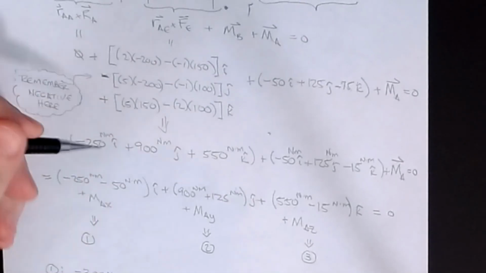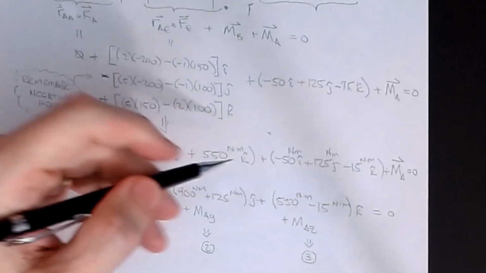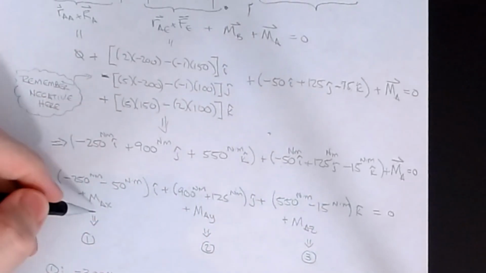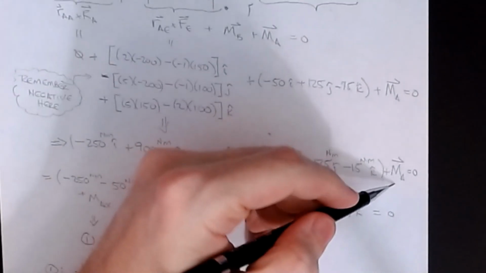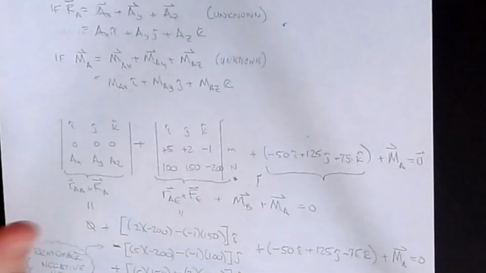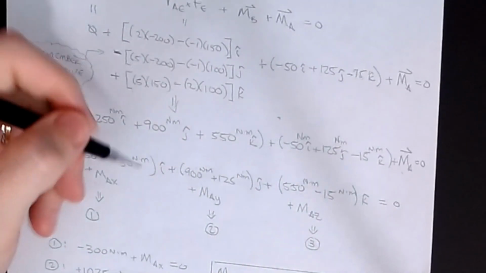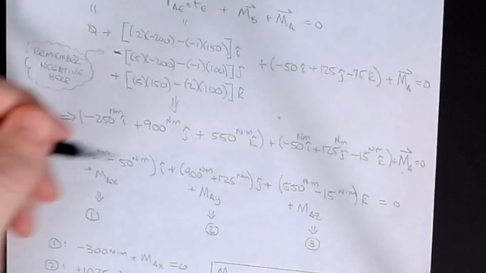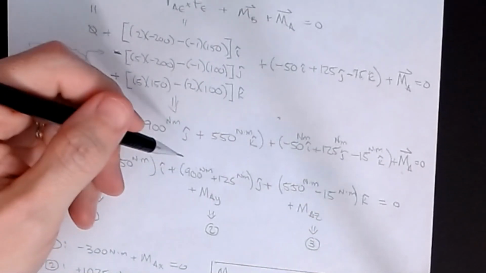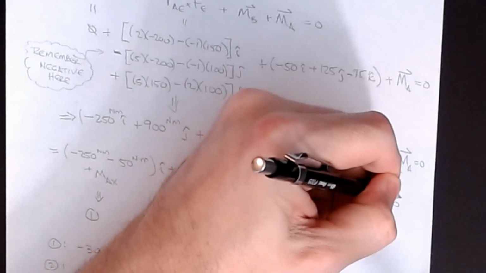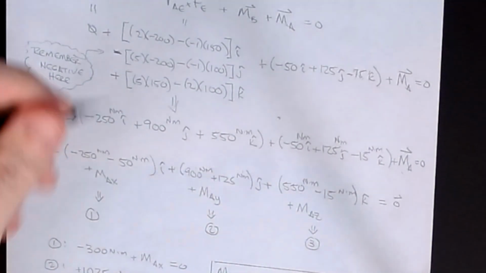So the stuff with the I is minus 250, minus 50, and the unknown MAX. It's the X component of this guy. Again, we went back and pulled this equation in, knowing that MA was that bottom equation. So that's my first equation. We're going to call this little quantity number 1, and we know all of this is equal to a 0 vector, so we'll take advantage of that.